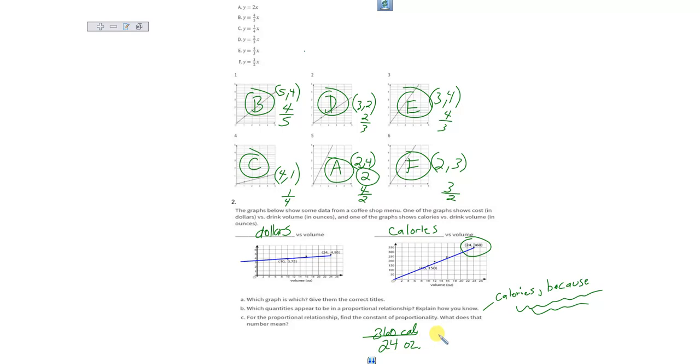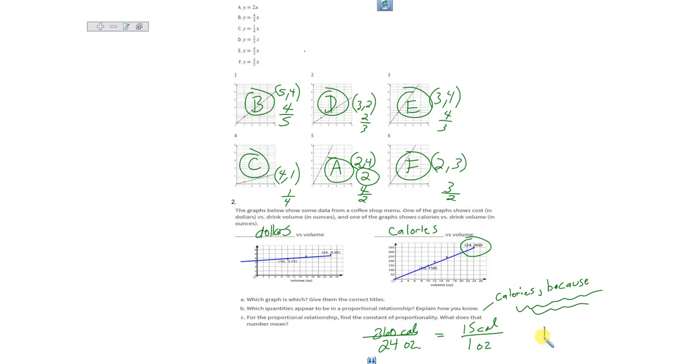Division, it's our friend when we're doing proportional relationships. So when I divide these two numbers, 360 divided by 24, it actually comes out pretty nice, and it gives me 15. So that represents 15 calories per ounce of coffee. That's what that means. What does that number mean? I kind of answered it right here. Find the constant. Okay, this is our constant, 15. And then what does that number mean?